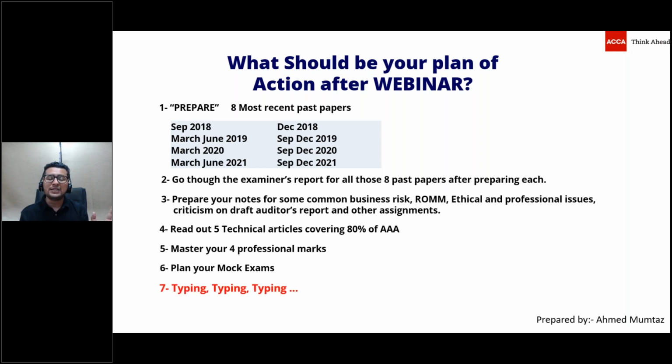Type. That's the real critical success factor. If you type in the right quantity on the right exam platform, which is ACCA's practice platform, you will automatically familiarize yourself with the tools and the platform, and as a result, you will be able to finish your paper in the given 3 hours 15 minutes. And as a result, the chances of making 6 June 2022 a successful day will be on the very higher side.